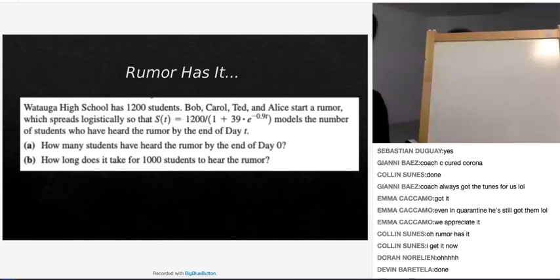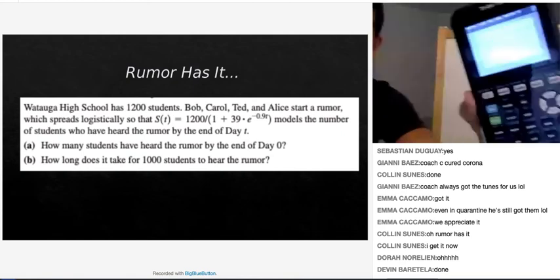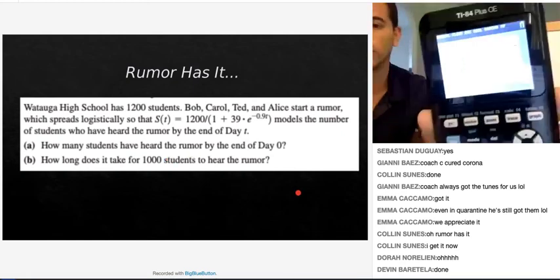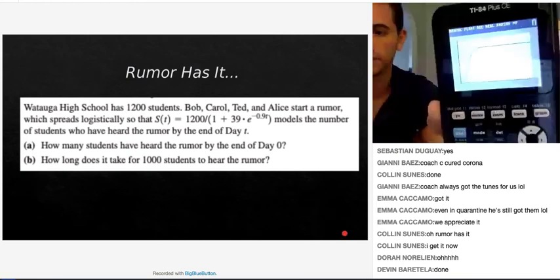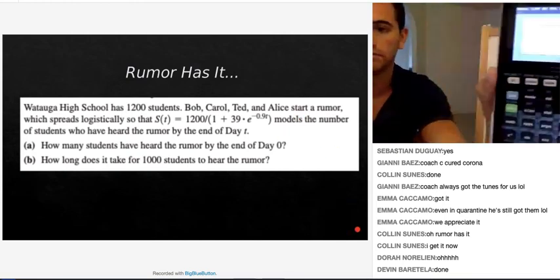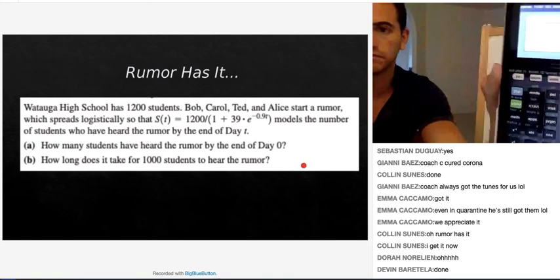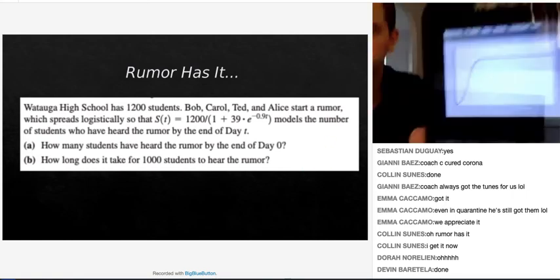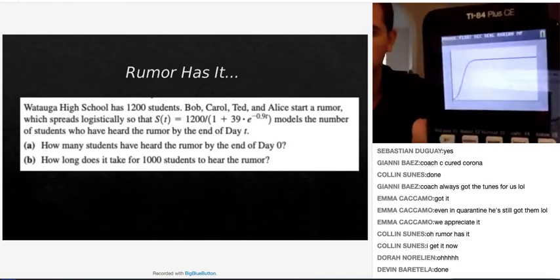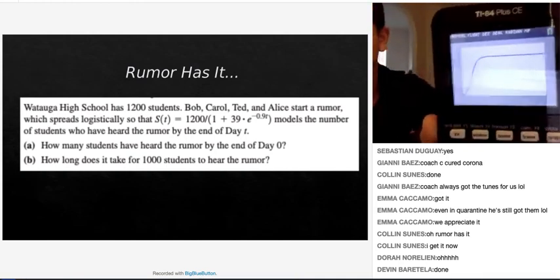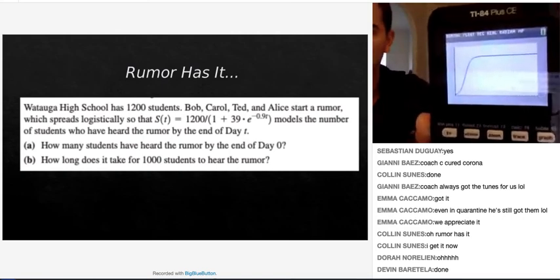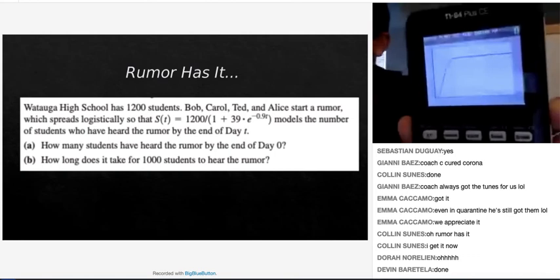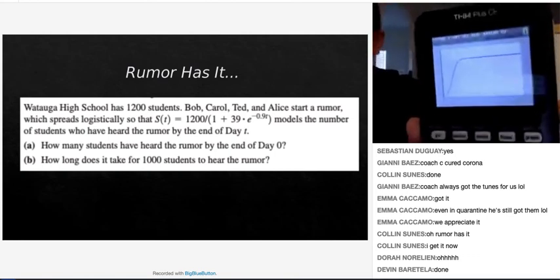All right, I'm back. So we had two questions. How many students have heard the rumor by the end of day 0? How long to take 1,000? Here's just my regular logistic curve, the spread of the rumor. And remember, that top number is the most kids that can hear it. So that means there's 1,200 kids at the school. And we will have two questions.